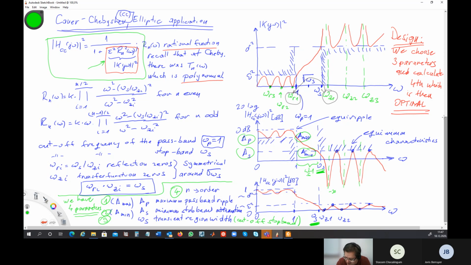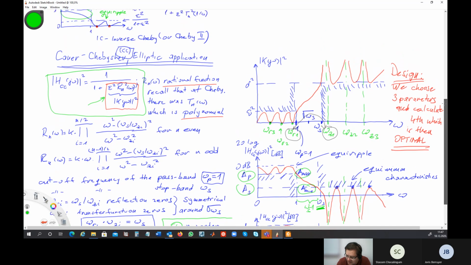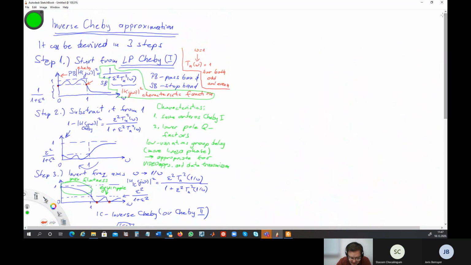But here we want to use this part of our canvas to plot all four filters which we have learned so far. For example, we had Butterworth, like this. We have another one.